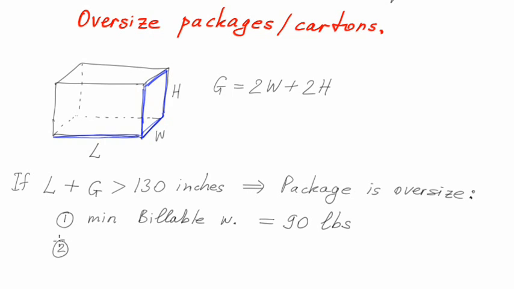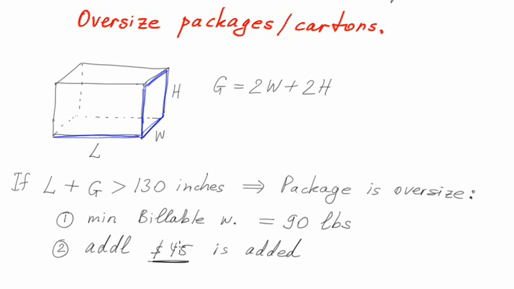The second consequence is that an additional $45 surcharge is added to the shipping cost. I checked this $45, and right now this is the correct number on the UPS website. When you see this video, it may change. So if the package is oversized, first, billable weight should be at least 90 pounds, and second, an additional $45 is added to the shipping cost.